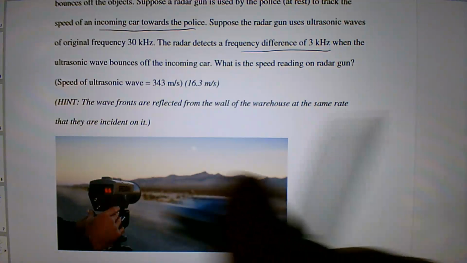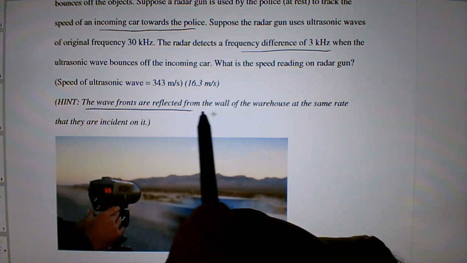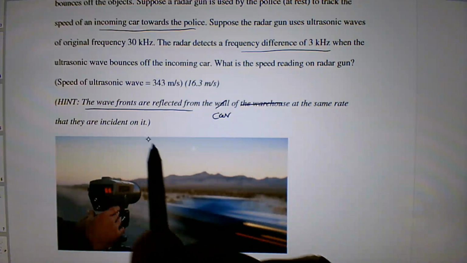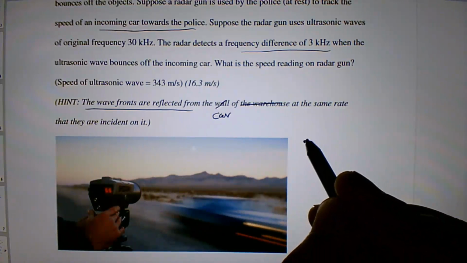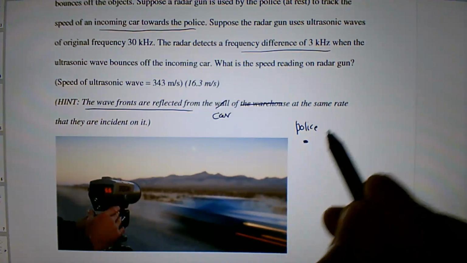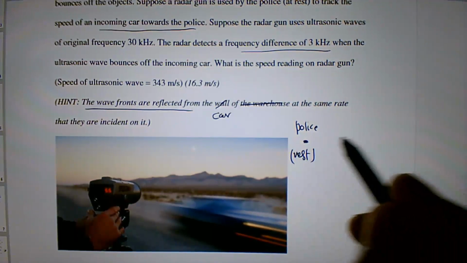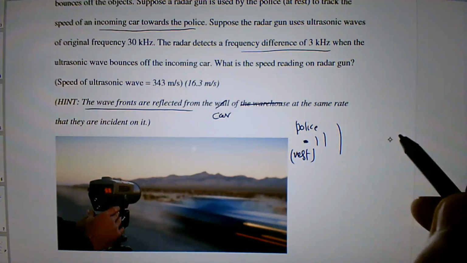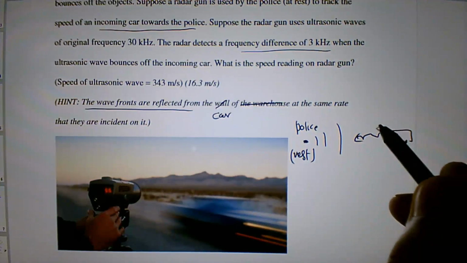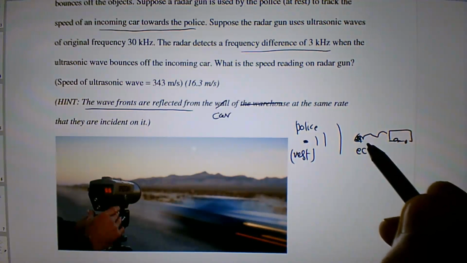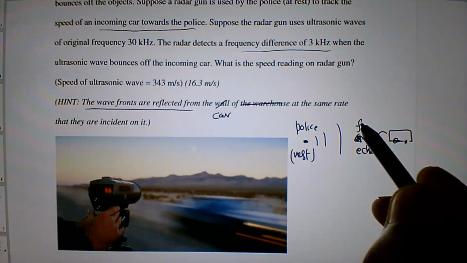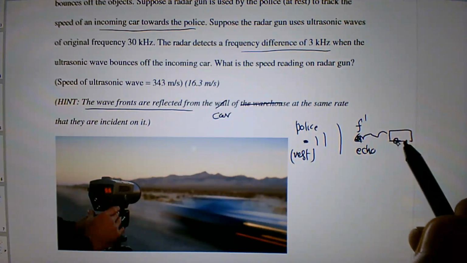The main idea, and here's the hint, is that the wave fronts are reflected from the car at the same rate that they are incident on it. So suppose here's the radar gun, with the police holding it. It is at rest and is sending the signal, and it's reflected off the car. We know it will be reflected at the same rate that it is incident on it. So first let's find the frequency of the echo reflected off the car.